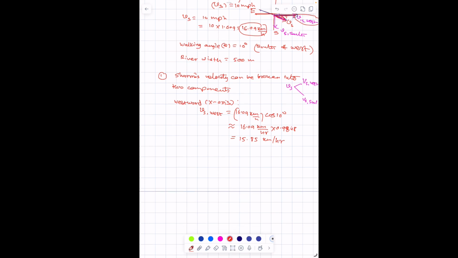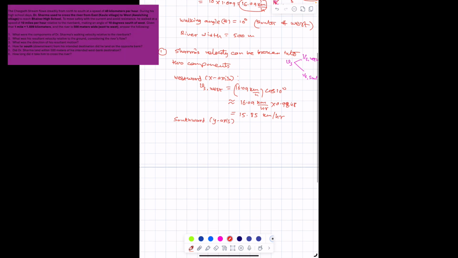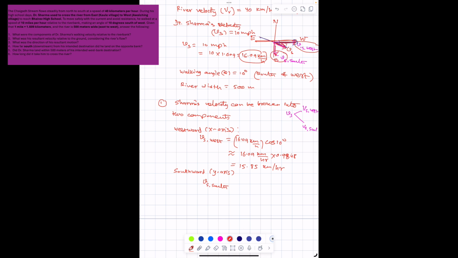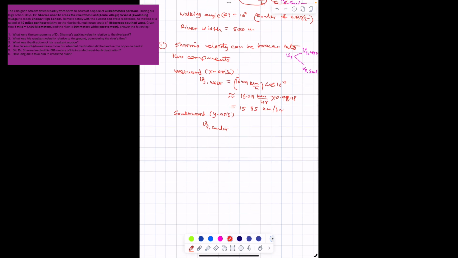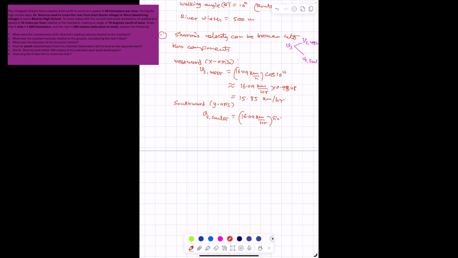Okay, so let's find Dr. Sharma's velocity component southward, that is the y-axis. Let me write that as Vs south. I already defined that terminology here. This is the sine component. The velocity is 16.09 kilometers per hour, and you multiply by sine of 10 degrees, so it gives around 2.79 kilometers per hour.